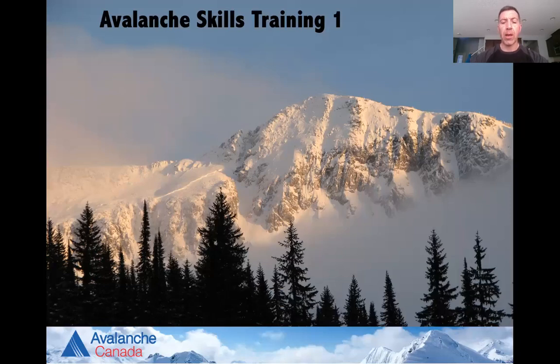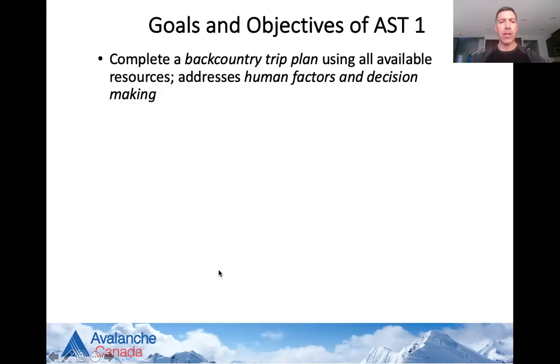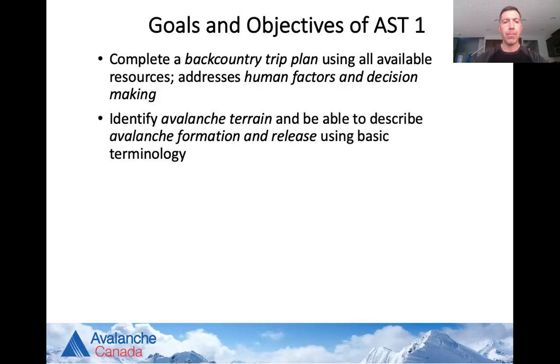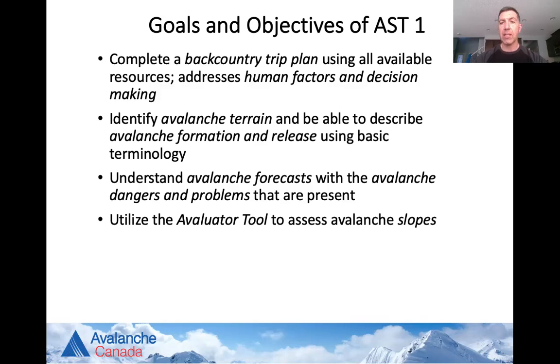To start us off, we're going to have a look at the goals of the AST1 course. By the end of this course, you should be able to complete a backcountry trip using all available resources, addressing the human factors and decision making, identify avalanche terrain and be able to describe avalanche formation and release using basic terminology, understand avalanche forecasts with the avalanche dangers and problems that are present, utilize the evaluator tool to assess avalanche slopes.